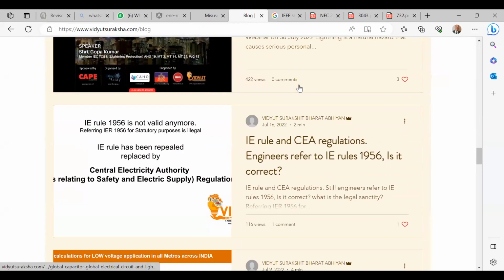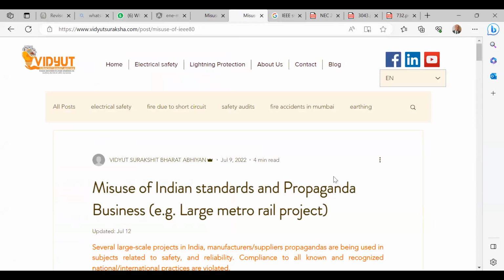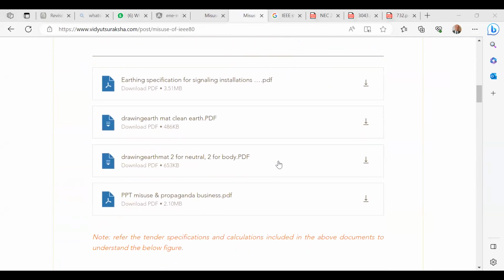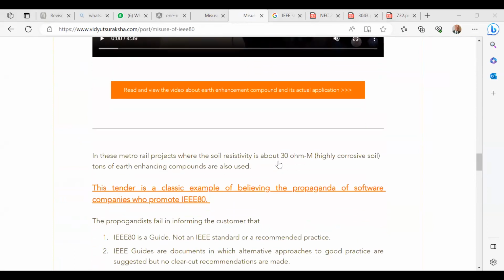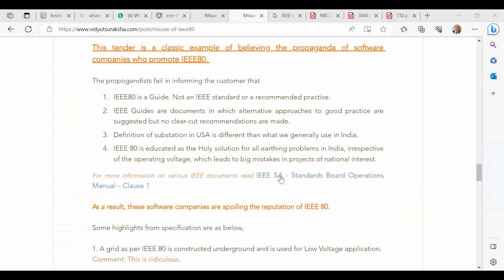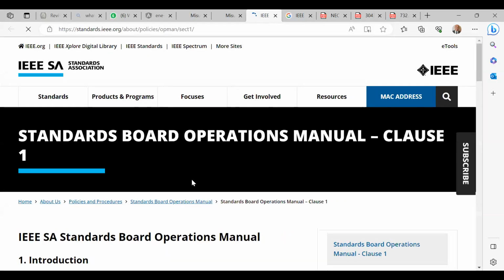Okay, misuse of Indian standard and propaganda by IEEE 80. You can go through it. Now here, the GPR details are given. Here there is a link which explains it from IEEE. You see here, IEEE Standards Board.